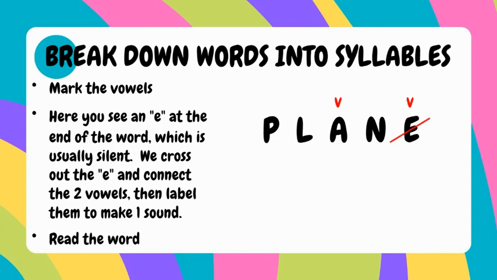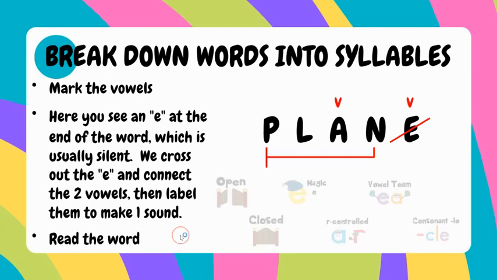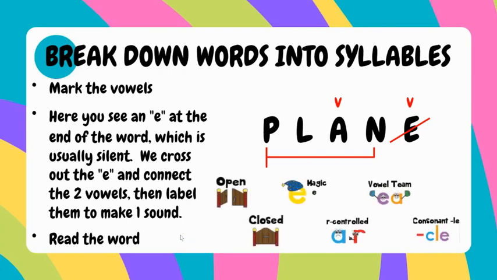Because there's only one vowel in this chunk, it's very easy for us to know that this is not a two-syllable word. Our scholars would never pronounce this "play-nay," right? Because they know the E is silent. So with that being said, this is a one-syllable word. They would know that because in this situation, we have a magic E situation, and so the vowel says its name: plane.